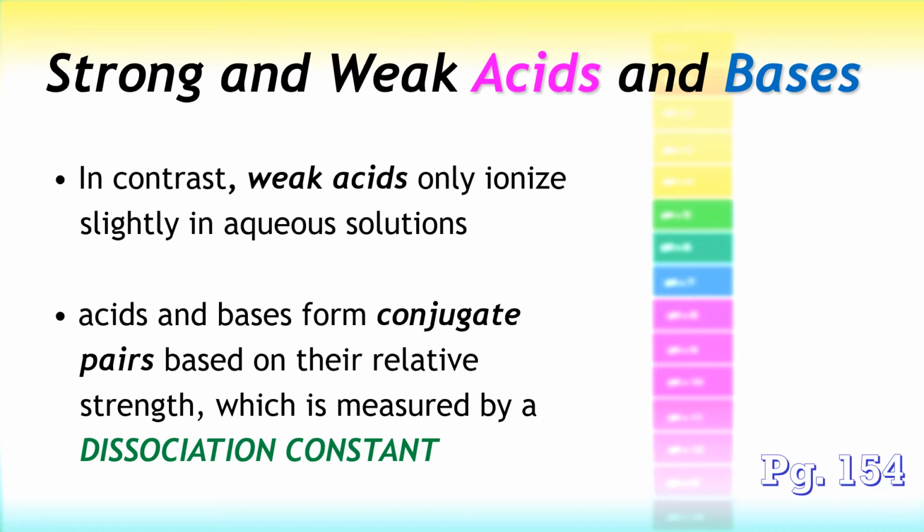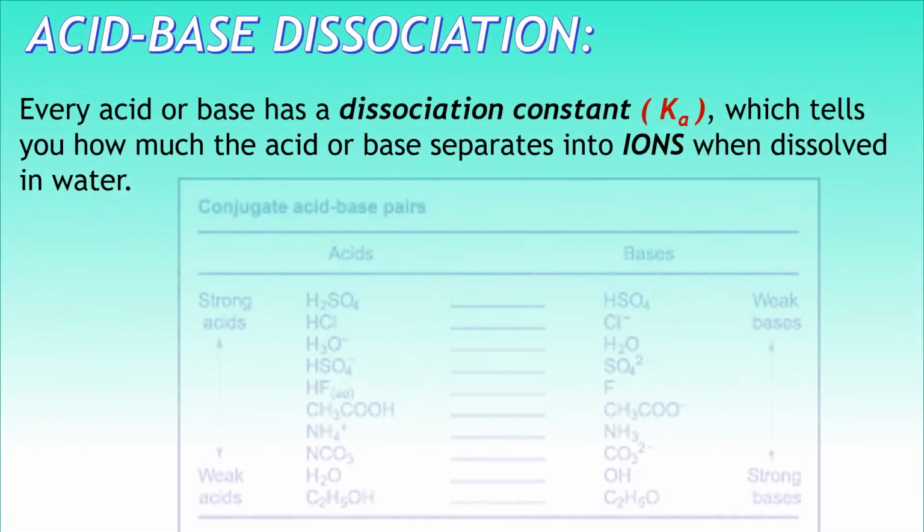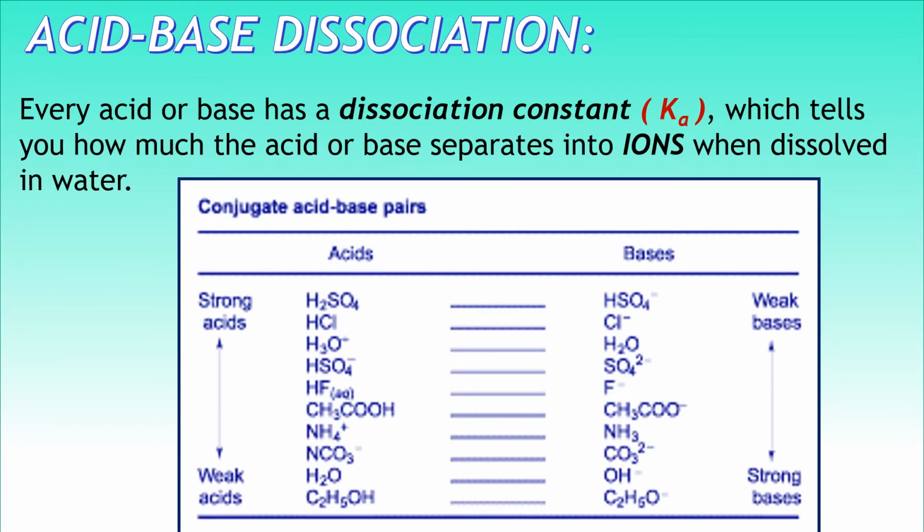And we can measure the strength of that relationship by a dissociation constant, which basically is just measuring how much does it dissolve, how much does it ionize in aqueous solution, how much does it not? It turns out every acid or base has a dissociation constant. We sometimes say K sub A for acids and K sub B for bases, but in essence, they are the same thing. They tell you how much the acid or base will actually separate into ions when dissolved in water, and they form acid-base pairs. You'll have a strong acid paired with a weak base. You'll have a weak acid paired with a strong base.